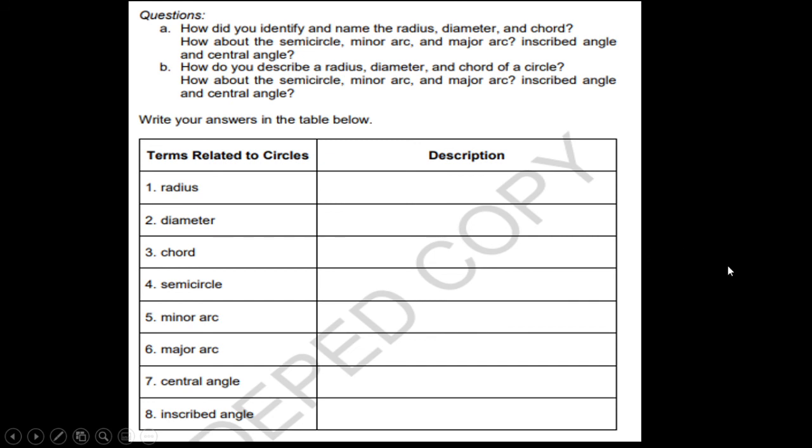Now, after that, you have to answer the following. How did you identify and name the radius, the diameter, and chord? How about the semicircle, minor arc, and major arc, inscribed angle, and central angle? How do you describe a radius, diameter, and a chord of a circle, and so on. So technically, these are terms. Now you have to write down their description or their definition. Na-discuss ko na kanina yung definition nila, kayo na lang bahala. So that's it. That's activity number 1.